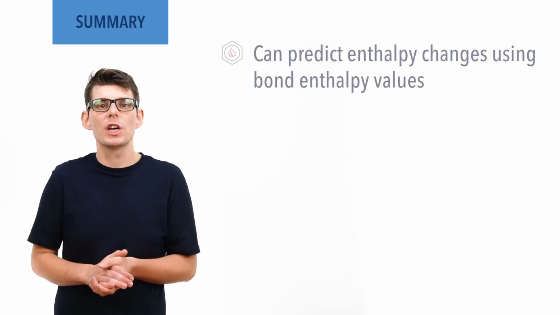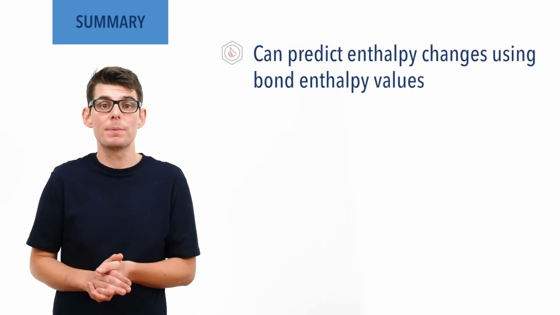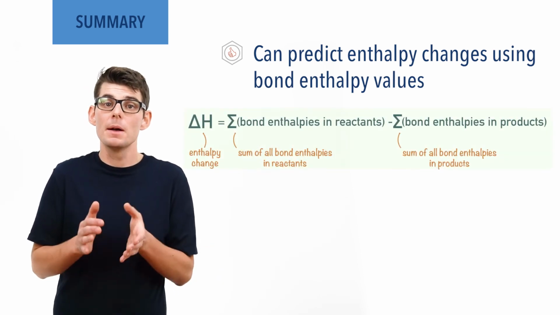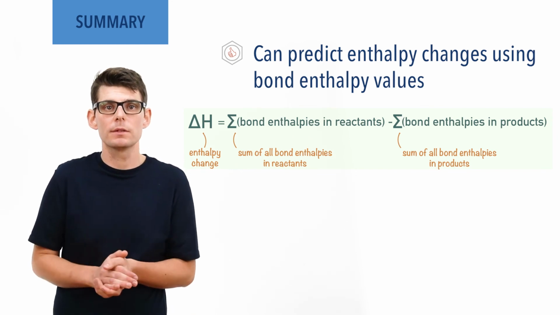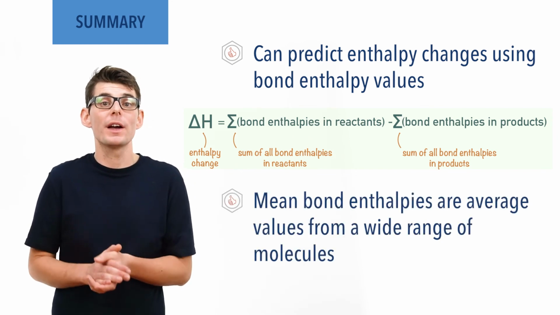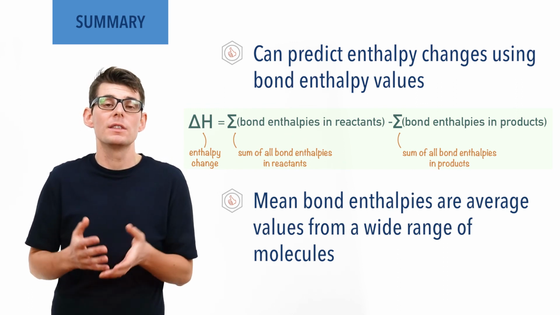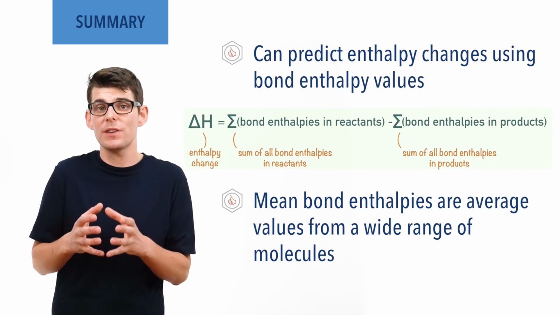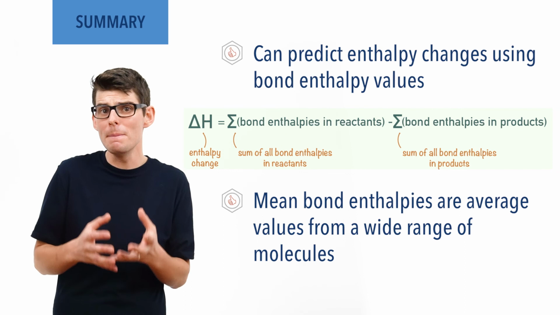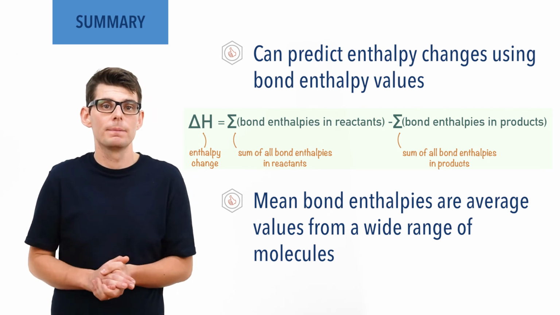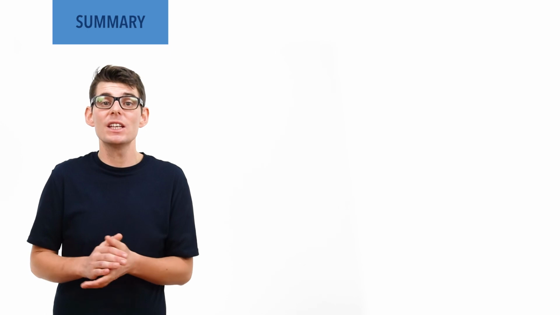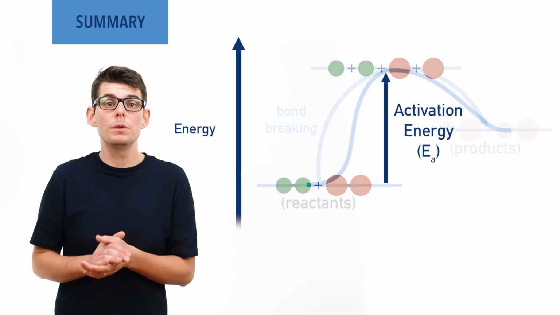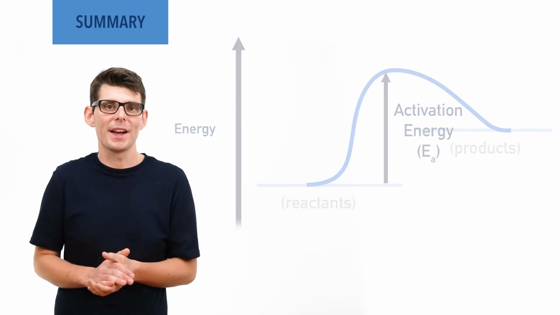The overall enthalpy change for a reaction can be found using bond enthalpies. Delta H, enthalpy change, equals sum of bond enthalpies in reactants minus sum of bond enthalpies in products. Bond enthalpies are average values based on data from many molecules that contain the same type of bonds. This means the actual enthalpy change when a specific bond in a substance is broken may be different to the bond enthalpy data. Activation energy is the energy required to break the bonds in a reactant needed to start a reaction, and can be shown using energy profile diagrams for a reaction.